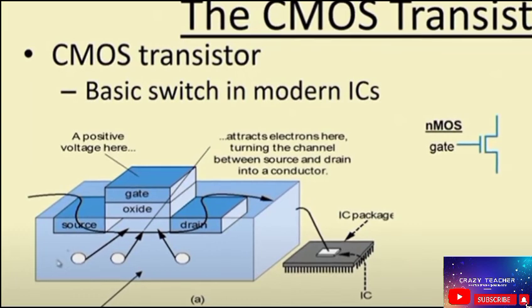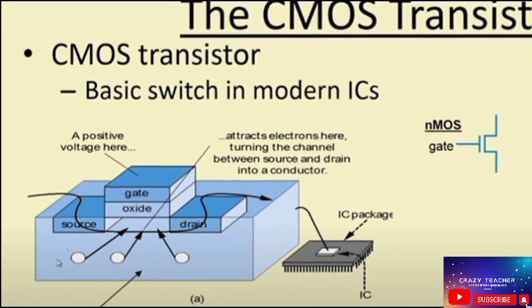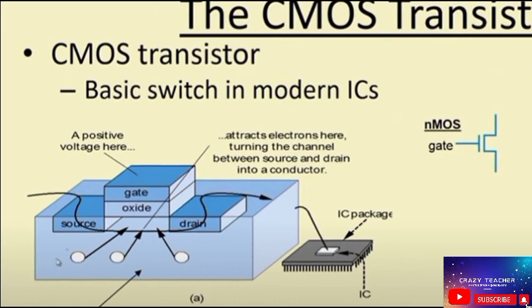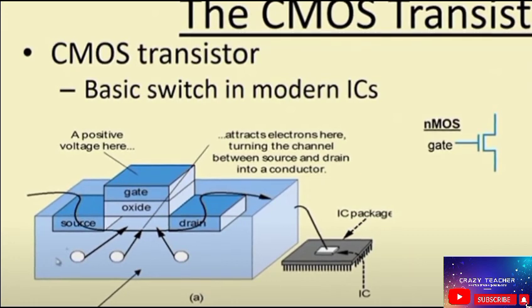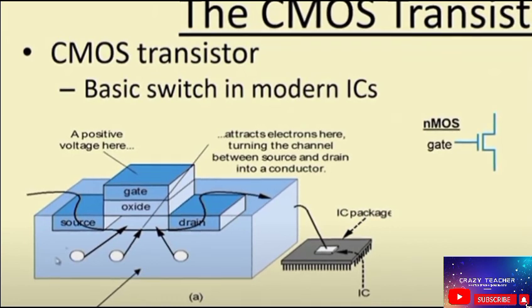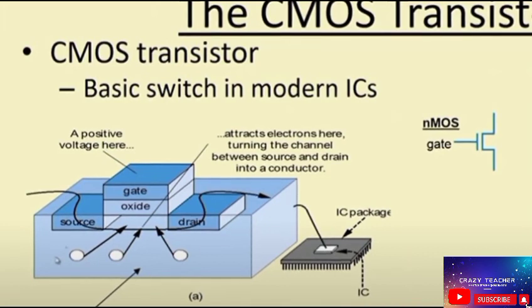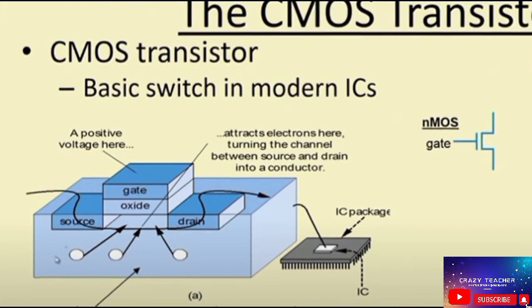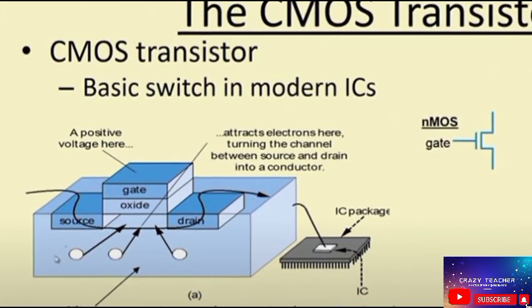So if you apply a positive voltage here, it will attract electrons, turning the channel between source and drain into a conductor. So this region will behave as a conductor. That is why it is called a semiconductor. For turning off the conduction, you just make the gate 0, and this channel will go, so there is no conduction. And if you want this channel to be on, you just apply a voltage here, so this channel becomes on. So pictorially it is represented like this.